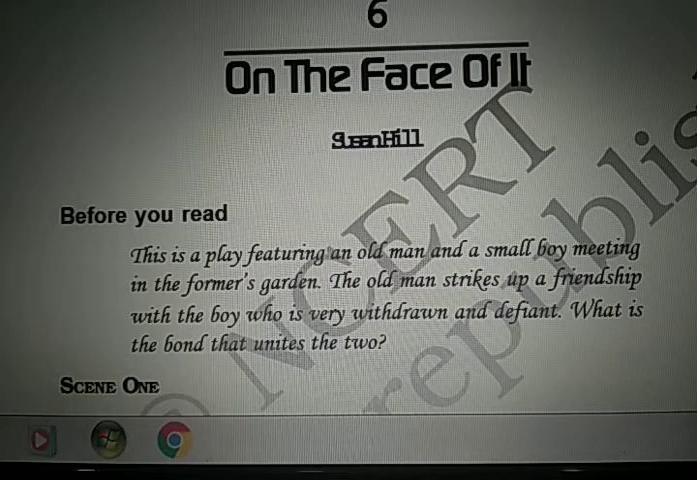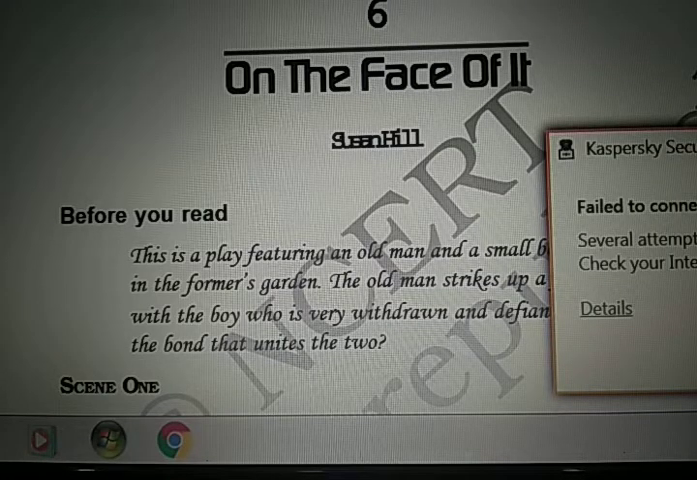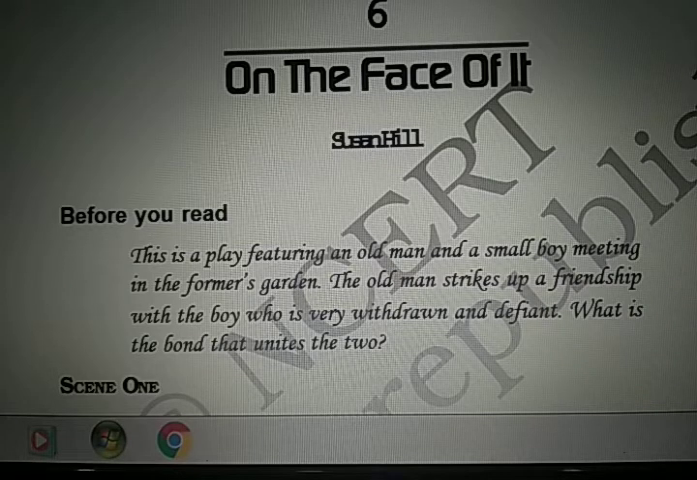Now, what is given here? This play is featuring an old man and a small boy, and they both meet in the garden of the old man. The old man tries to strike a friendship with the boy, who is very much withdrawn and defiant. You might be knowing the meaning of withdrawn. Withdrawn is an introvert kind, the one who is not interested to interact with others, to interact with people. So he was such a boy who was withdrawn, and he was also defiant, means he was rebellious in his nature, kind of adamant he was. The old man who lives in that garden is having a house in the middle of the garden, and he is the only person who lives in that house. His name is Mr. Lamb.